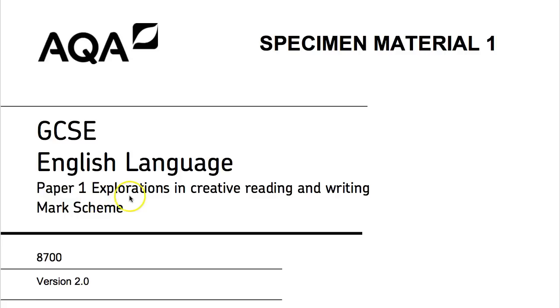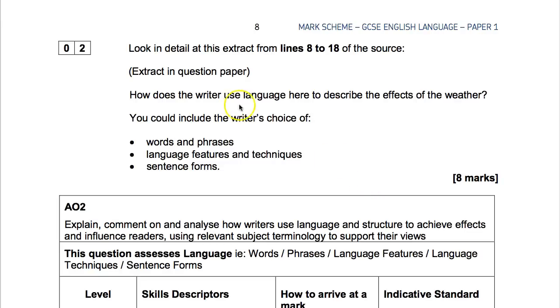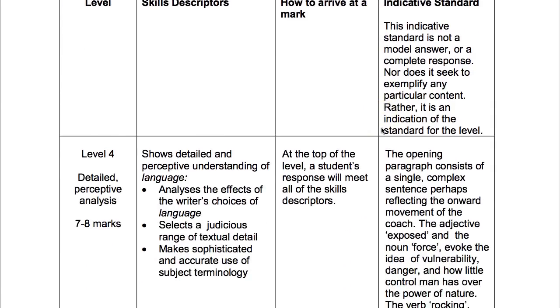We're looking at Paper 1, Explorations in Creative Reading and Writing, and it's the mark scheme, and that's the syllabus version 8700. So Question 2 always asks you to look at the language. So that's where you have to quote. There's the big clue: words and phrases, language features, techniques, and so on. So how on earth do you get the marks for this without using P-paragraphs and without analyzing quotations in lots of detail? Well, to answer that, I'm going to scroll down a little bit.